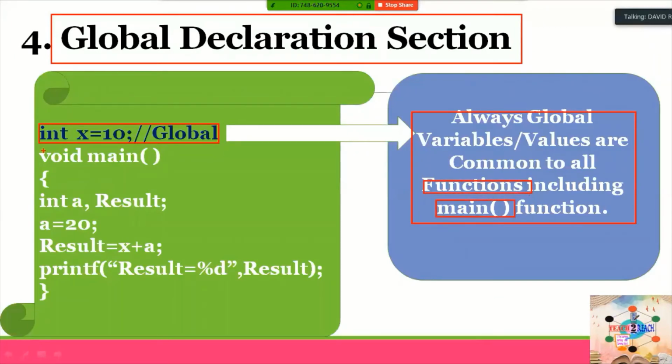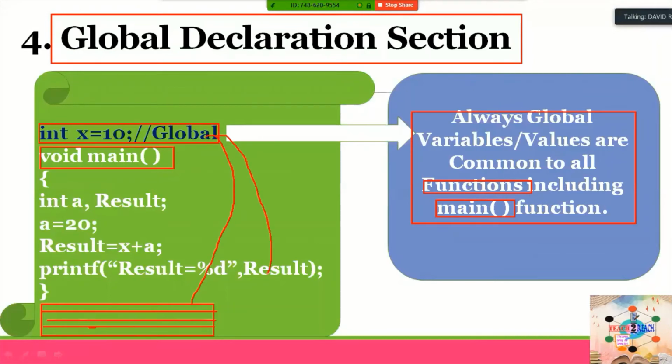So here the main function is defined, and after this, if you define functions like function 1, function 2, and n number of functions, for example, in our program, all these functions can access these values without any restriction, because these global variables are common to all.